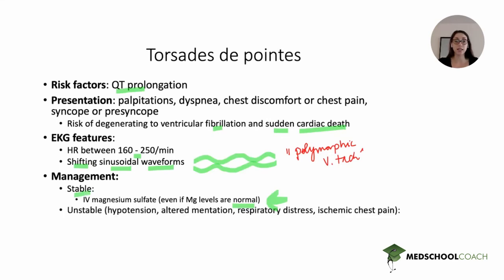Now, if the patient is unstable, as we mentioned, there's a high risk of this patient degenerating into VFib and even potentially sudden cardiac death. So this is one of the arrhythmias where we go straight to defibrillation, or also called unsynchronized cardioversion. And remember that the signs of instability for arrhythmias and ACLS algorithms are going to be hypotension, altered mentation, respiratory distress, or ischemic chest pain.